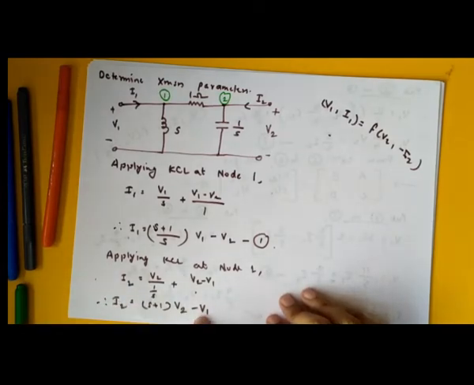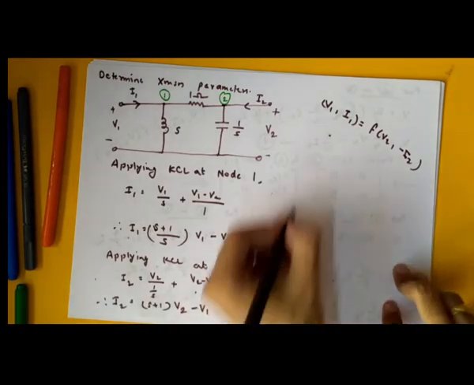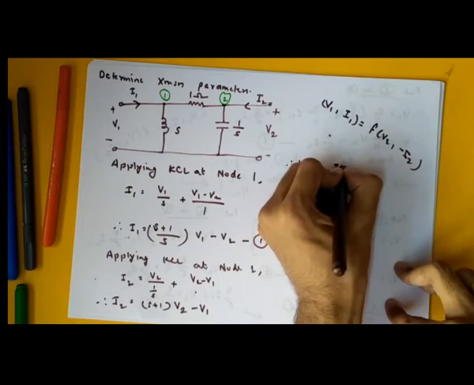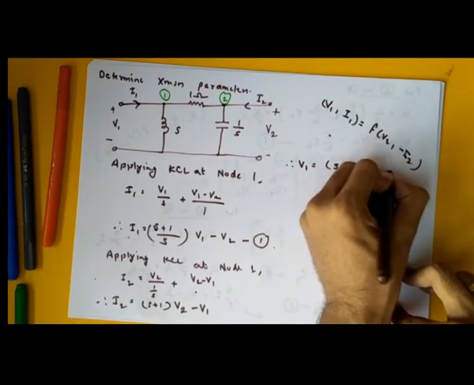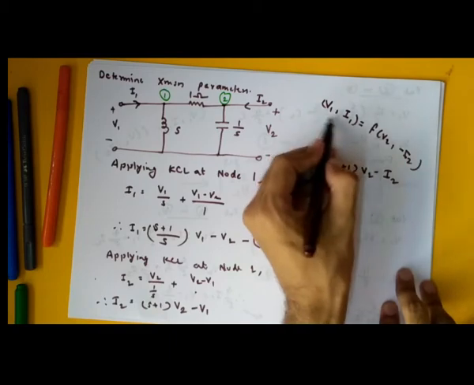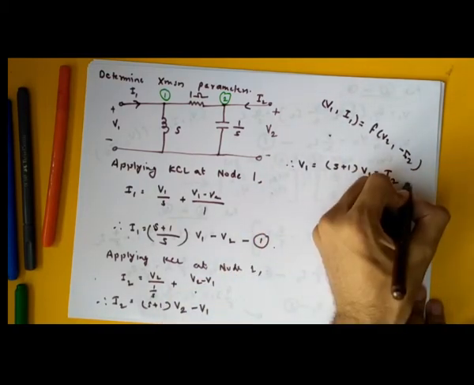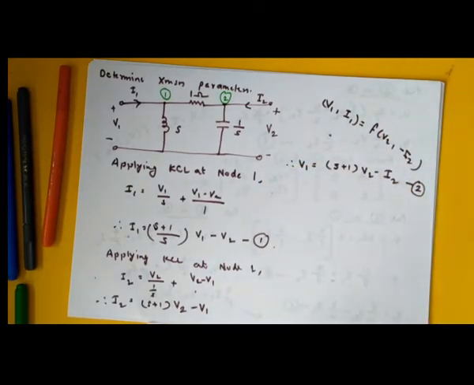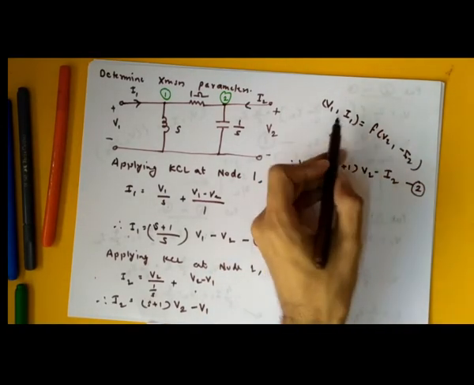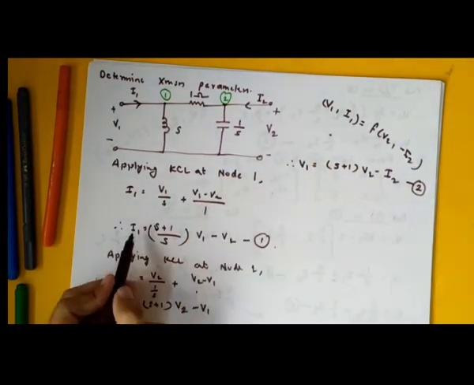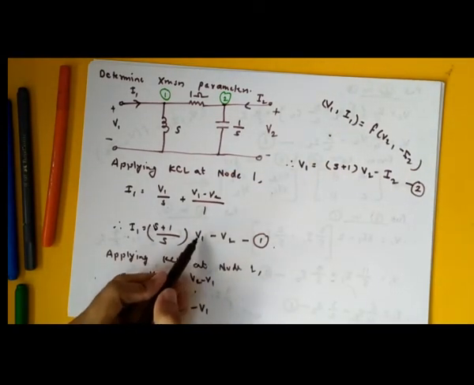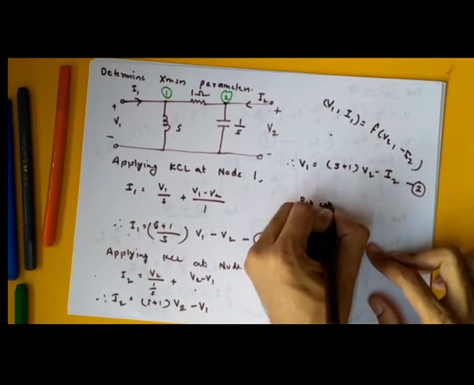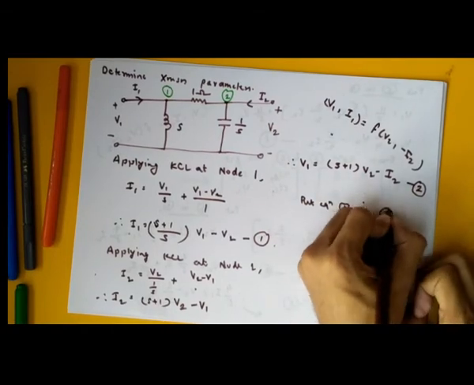So if you see, I have V1 here. What will it be if you take it here? So therefore V1 equals (S plus 1) times V2 minus I2. So we directly got V1 in terms of V2 comma minus I2, right? So this is, let's say, equation 2. Next, what do we need to do? We now want I1 in terms of V2 comma minus I2, right? So V1 is creating a problem, so just substitute it from equation 2. Put equation 2 in 1.